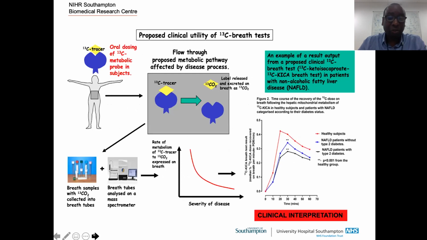So this slide here just shows the overall vision of what the clinical utility of these breath tests are all about. Again, as I mentioned in the previous slide, it involves the oral dosing of the 13C substrate or metabolic probe of choice, which then goes through the metabolic pathway of interest, which is affected by the disease process. And if the metabolic pathway is affected by the disease, then the rate of appearance of 13C on the breath is then collected into the tubes, which is then analyzed in the mass spectrometer.